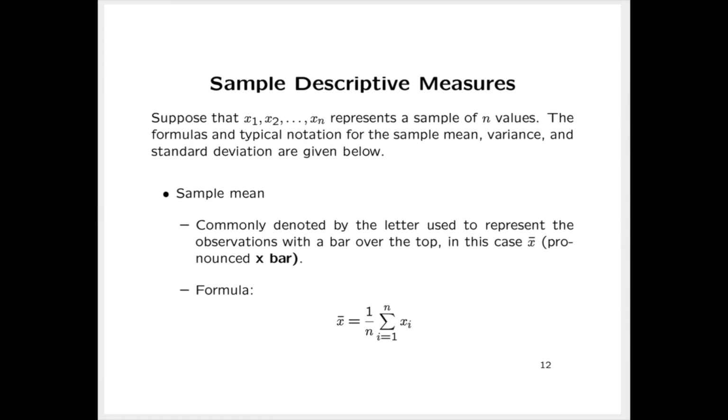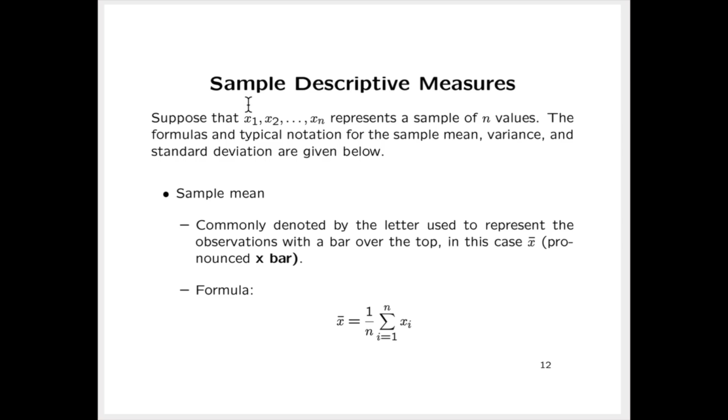Next, we look at these descriptive measures for samples. Suppose that x1 through xn represent a sample of n values. Before I go on, I just want to point out that in what we're talking about now, notice that the x's are lowercase. In talking about descriptive measures for populations, we used uppercase x's. That is a distinction that I will use throughout the course in the notation.